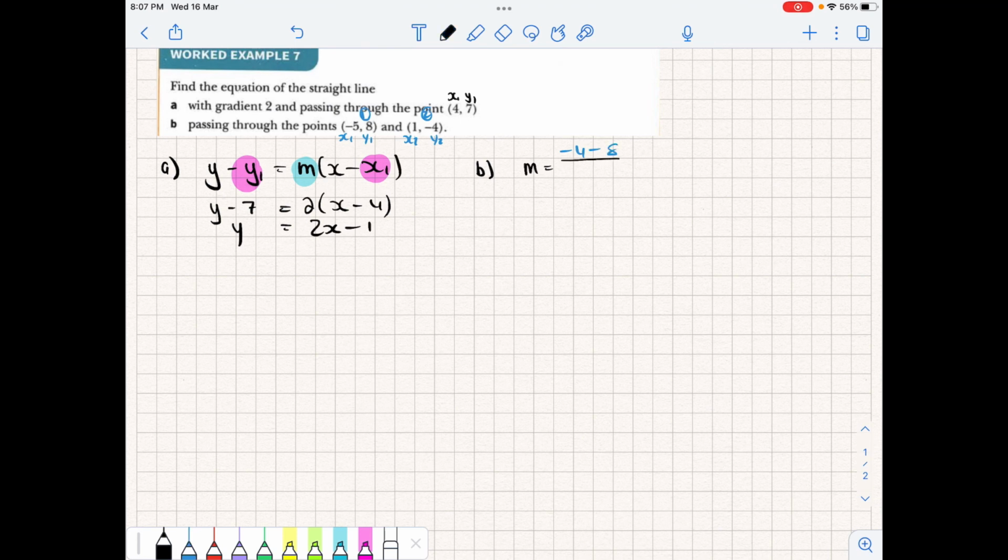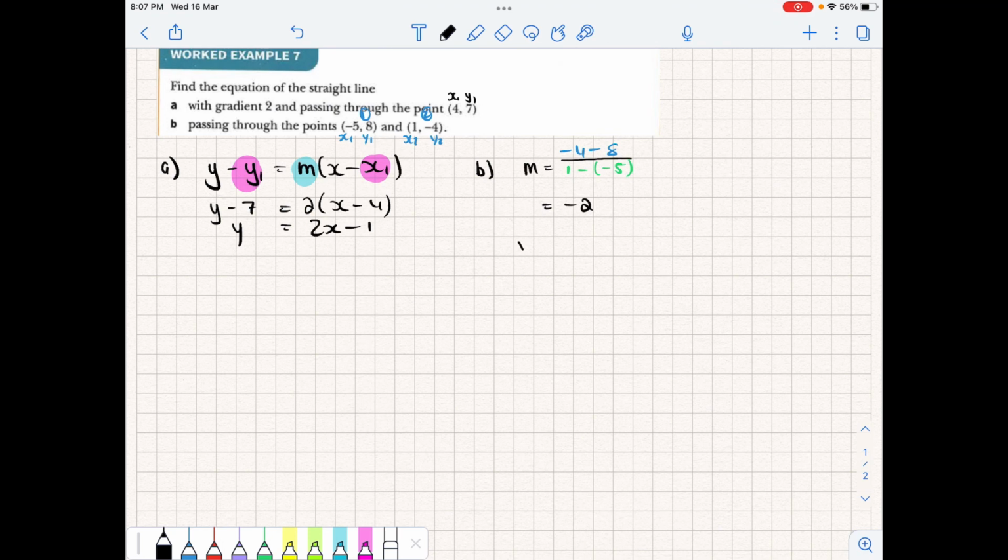And we'll divide by x2 minus x1. So we have 1 minus 5. That's going to give us a gradient of minus 12 at the top, 6 at the bottom, and so we'll get a gradient of minus 2. So now we have our gradient. And since we have a gradient, we can select either of the 2 points to put into the equation.